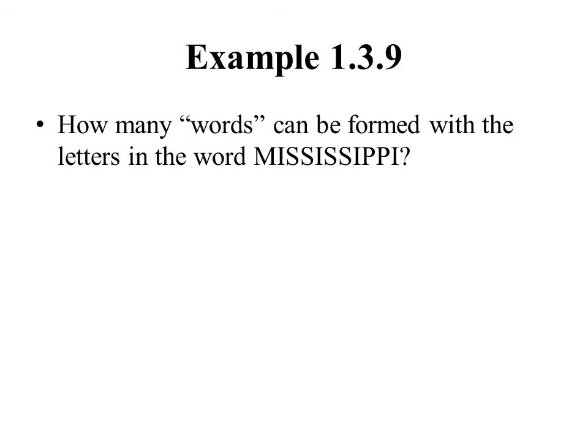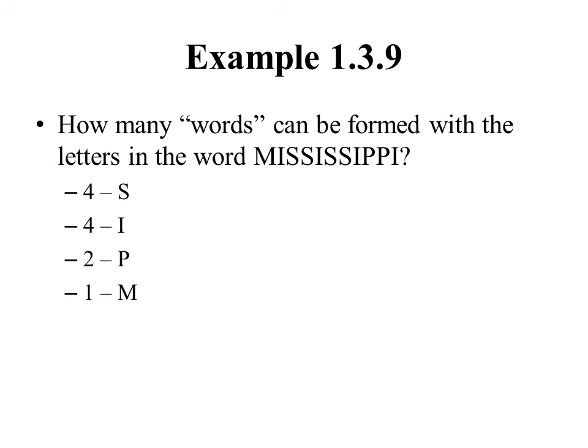To illustrate this type of problem, let's look at this example. How many words, quote unquote, can be formed with the letters in the word Mississippi? By word here we mean simply an arrangement of those letters, not necessarily a word that can be found in the dictionary. So we're going to take these 11 letters in the word Mississippi and rearrange them to find a different word. Now notice that not all of those letters are different. In fact, we've got a lot of them that are the same.